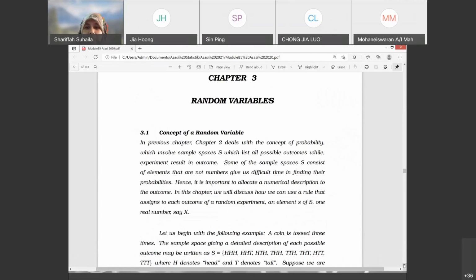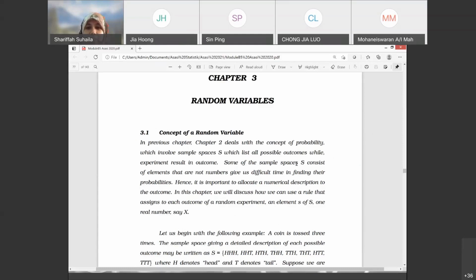Sample space, normally we denote by S. Your set S normally lists all the possible outcomes, which are the results from your experiment. So the idea of using a random variable, because normally when we have a sample space, for example, let's say we are tossing a coin. A coin, we have the outcomes, for example, head and tail.